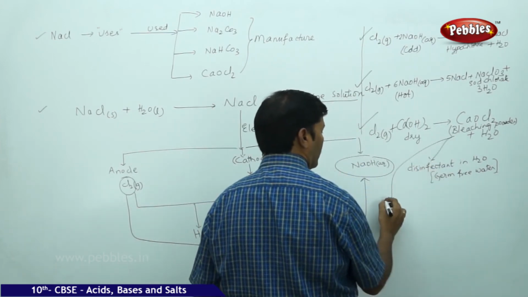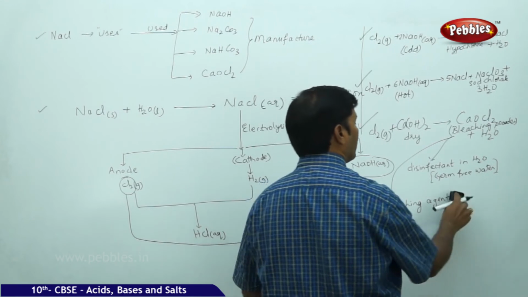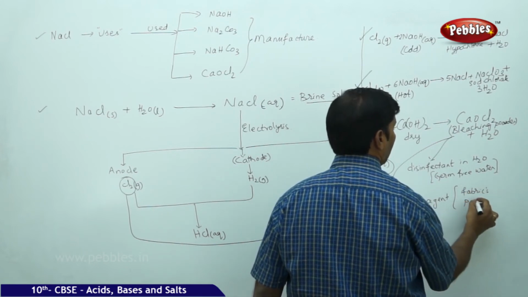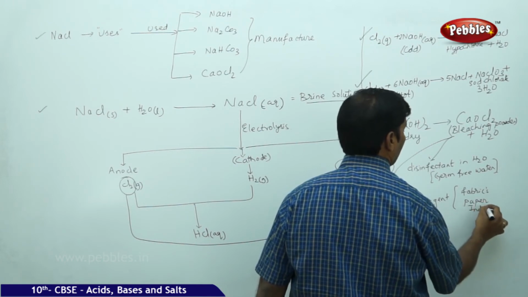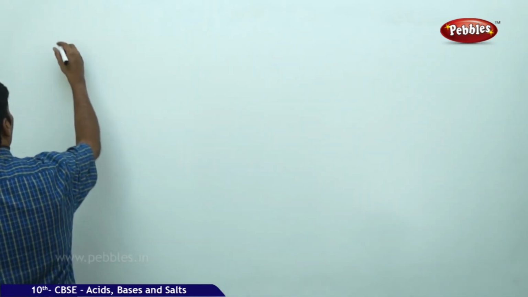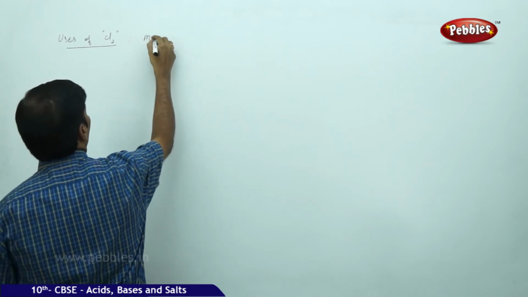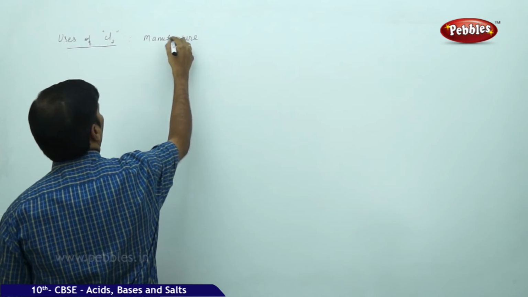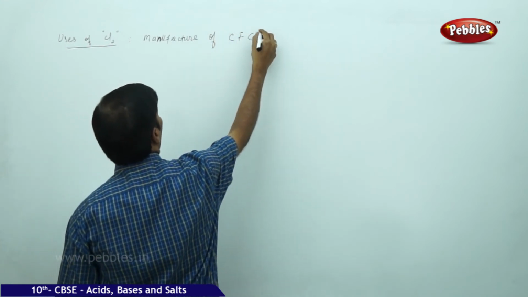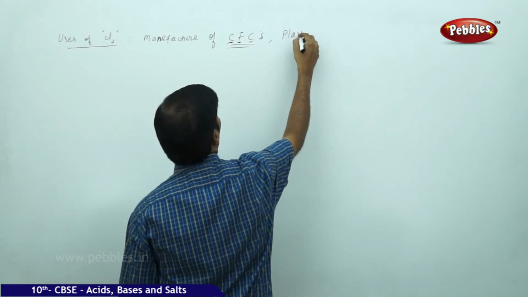Then the same bleaching powder is also used as a bleaching agent in the fabric and paper industry. Similarly, if you go for uses of chlorine, it is used in the manufacture of CFCs. We call CFCs chlorofluorocarbons, and it is also used in plastic pipes, that is PVC.